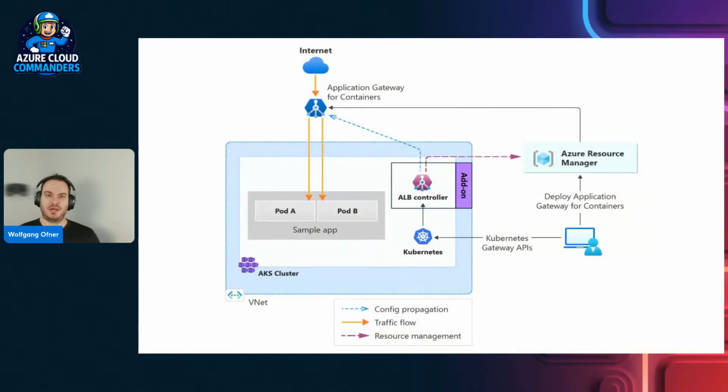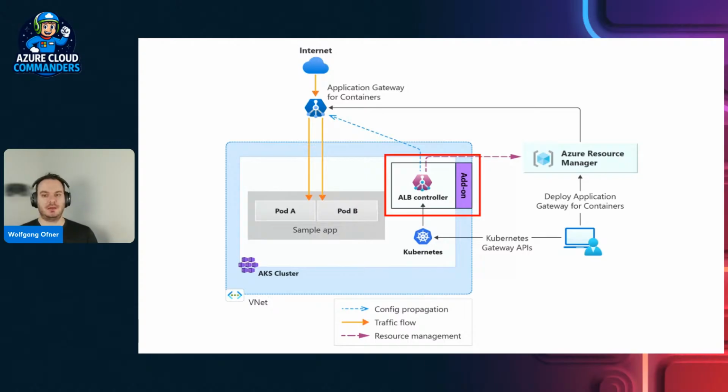One last slide about how the application gateway for containers works. So what you do is when you install the add-on, you install this ALB controller. That's the application load balancer. And this has a link to the Azure Resource Manager. So that's the API that creates Azure services.